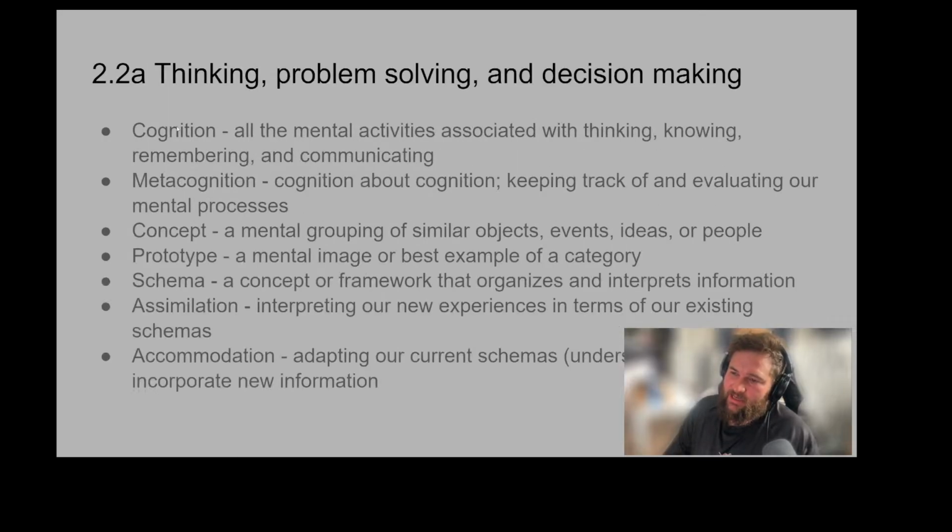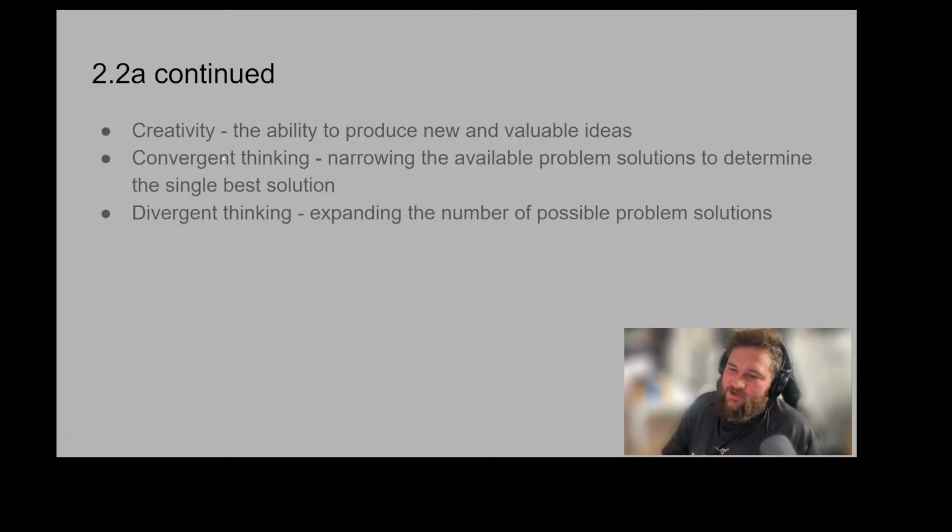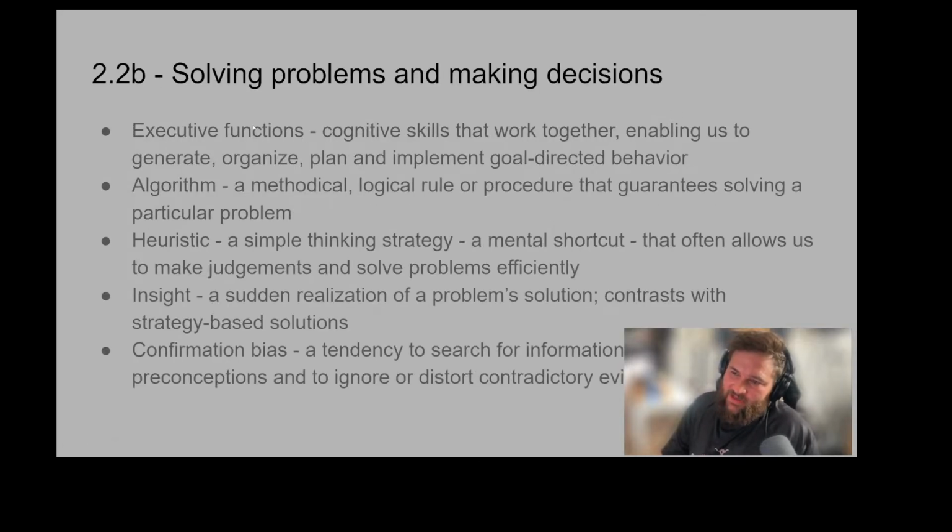Cognition and metacognition, super important. Concept prototype, kind of important. Schema, pretty darn important. Assimilation, accommodation, that's the kind of question that they'd like to ask you to actually hurt you. So those matter. Convergent thinking, divergent thinking, pretty important. Executive functioning, important. Algorithm, heuristic, kind of important.